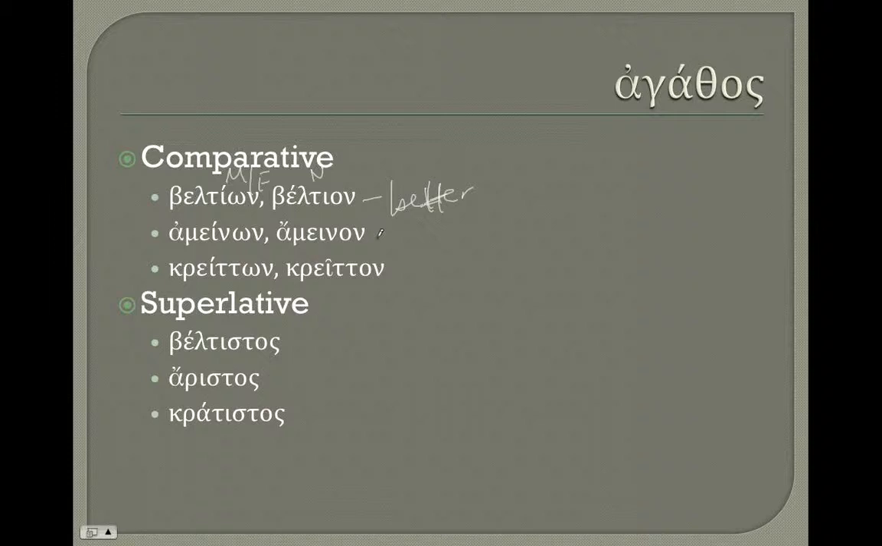Ameinon, another two termination adjective. This is generally better, either braver or stronger, or sometimes even morally better. And kreitton, again another two termination adjective, is stronger, that is, more powerful.